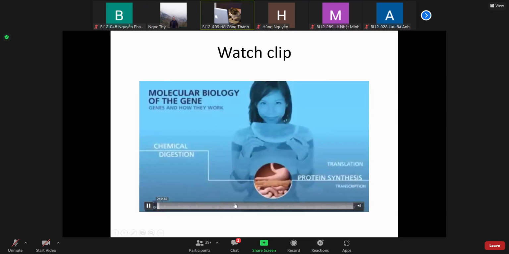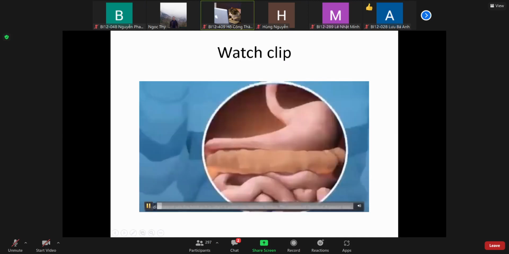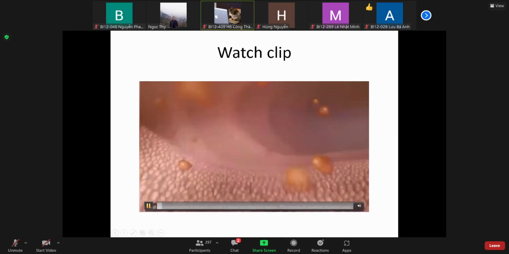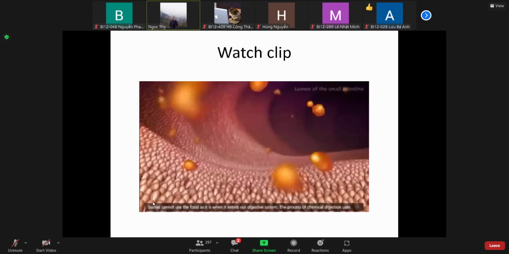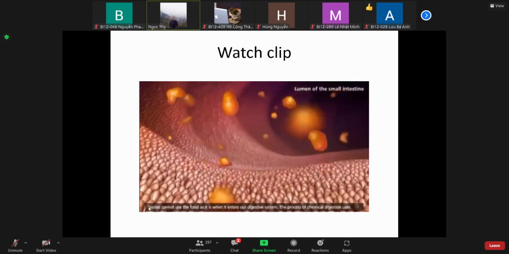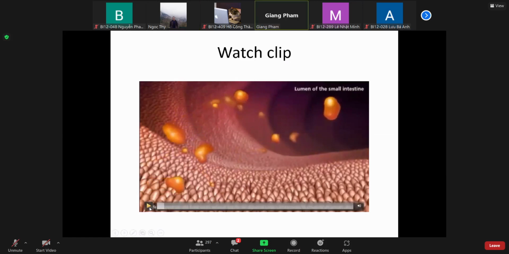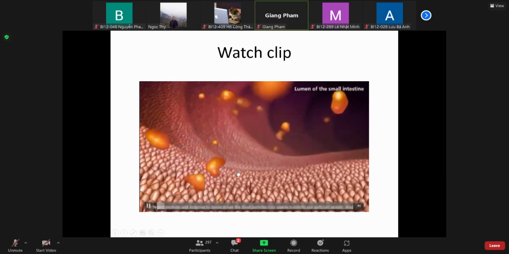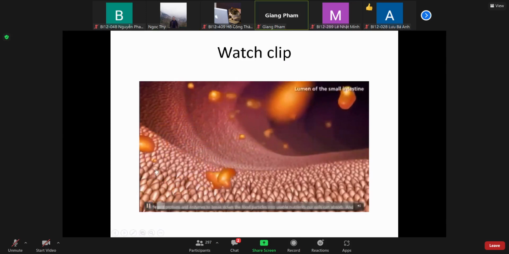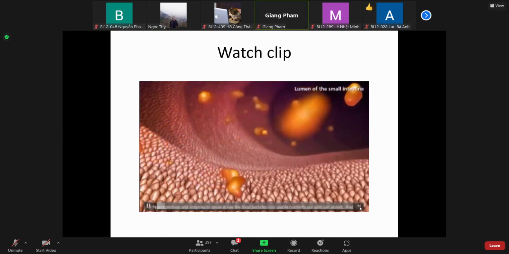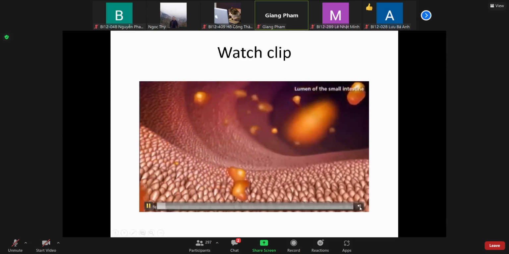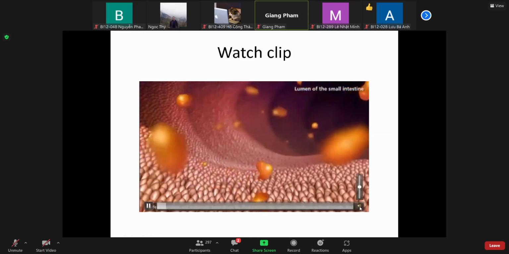The nutrients we get from our diet. Our bodies cannot use the food as it is when it enters our digestive system. The process of chemical digestion uses enzymes to break down the food particles into usable nutrients our cells can absorb.